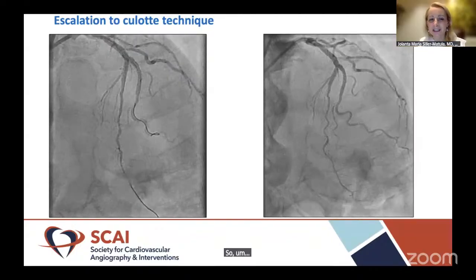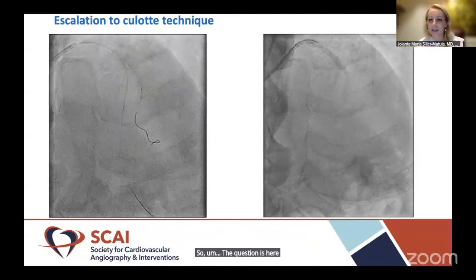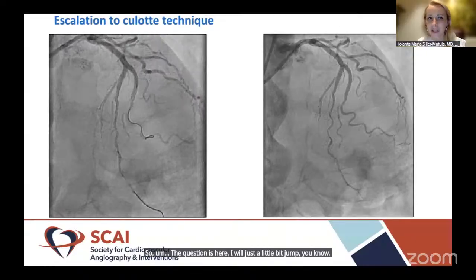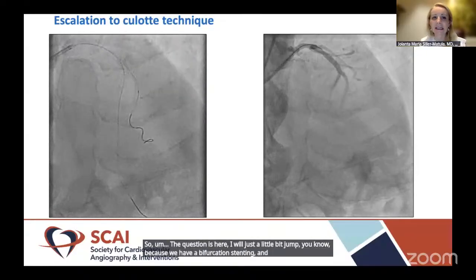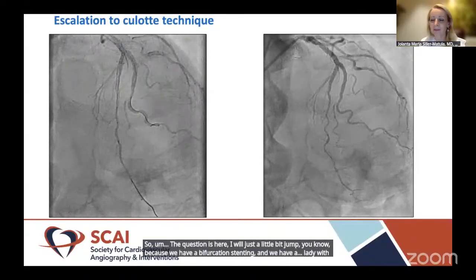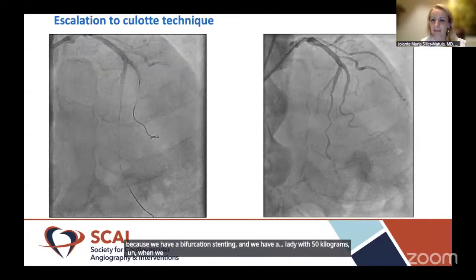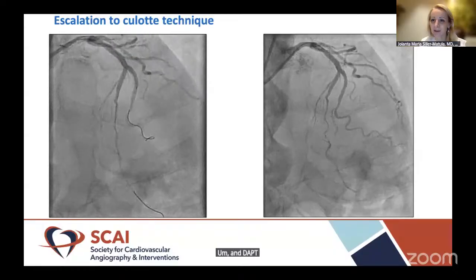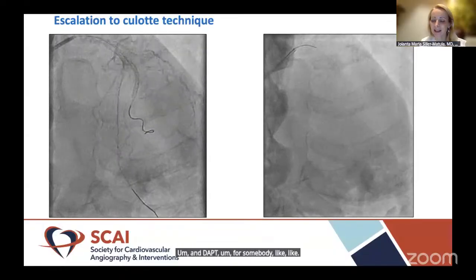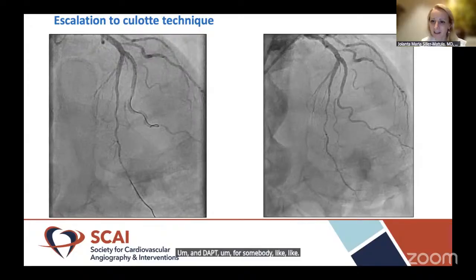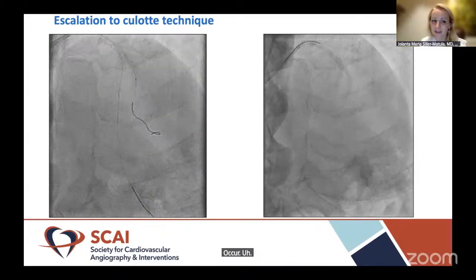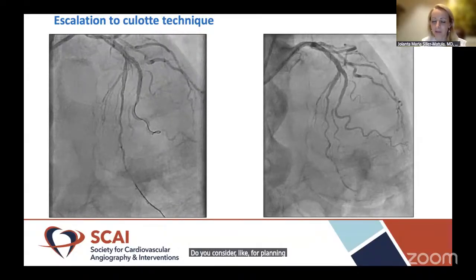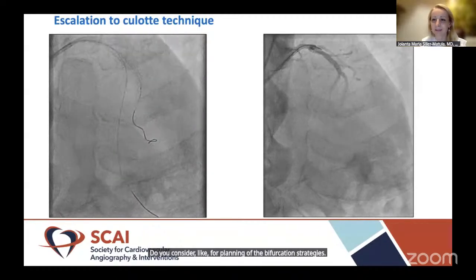The question here, I will just jump a little bit, because we have a bifurcation stenting and a lady of 50 kilograms. When we are thinking about DAPT for somebody like her, do you consider, in planning the bifurcation strategy, the bleeding risk of this patient?